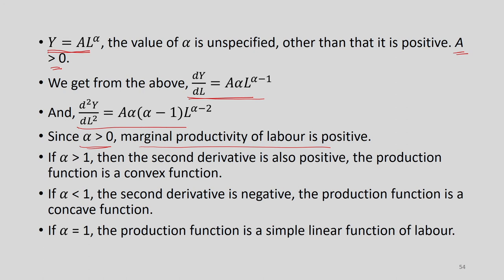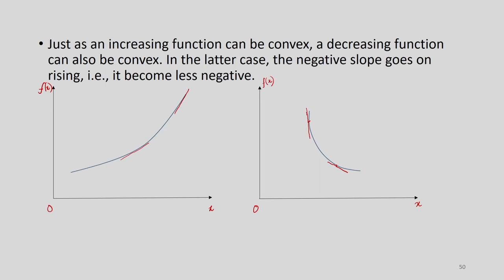Now, alpha is greater than 0, that is fine, but after that what happens? Suppose alpha is greater than 1 also. Then we can say something about the second derivative. If alpha is greater than 1, then alpha minus 1 is positive, which means that the second derivative is also positive, like the first derivative. That means the production function is rising, and since the second derivative is positive, it is rising at an increasing rate, which means that the slope is rising and the function is a rising and convex function, like this. Here alpha is greater than 1.